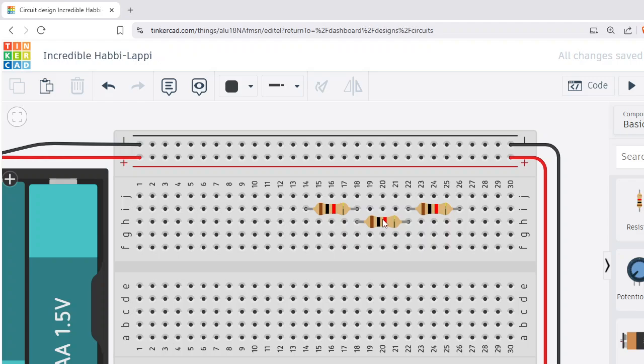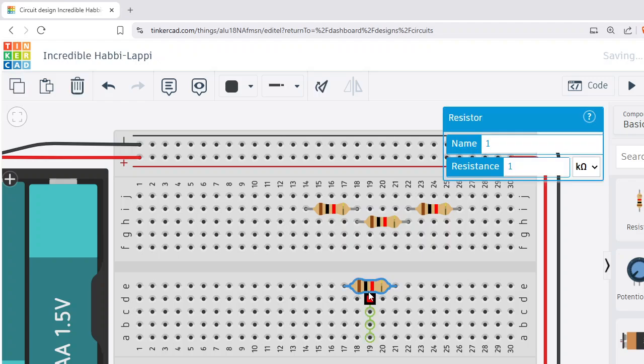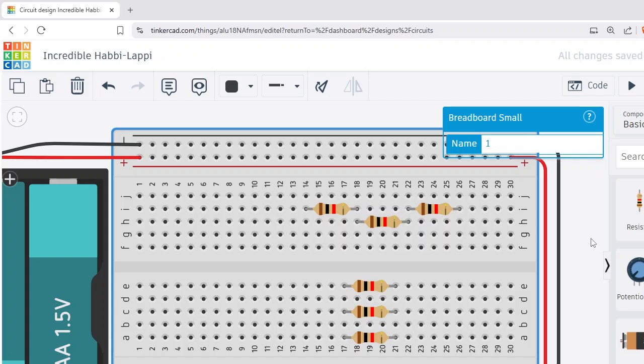Let me put a few of these in parallel over here now and see how things happen. If I put it like this, and like this, and like this, are these in series or parallel? Parallel. These are parallel. Why? Because all of these terminals are connected. So when they are connected, these are called parallel.